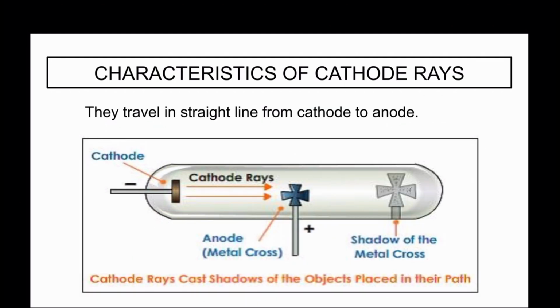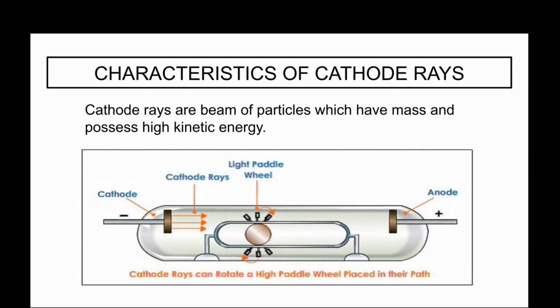Characteristics of cathode rays. When a metal cross was placed in the discharge tube, it was found that it produced a shadow opposite to the cathode. Thus, cathode rays travel in a straight line and they travel from cathode to anode. When a paddle wheel was put, it started rotating, which indicates that cathode rays are a beam of particles which have mass and high kinetic energy.